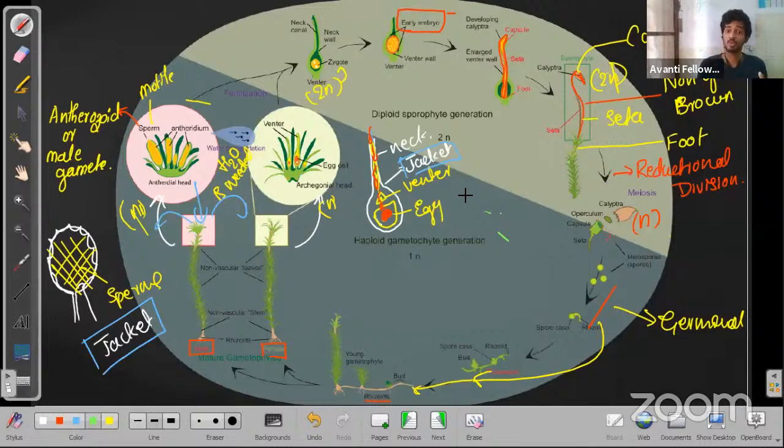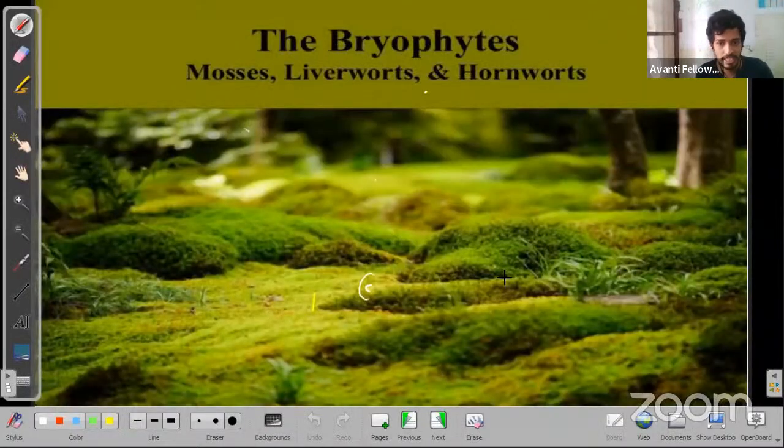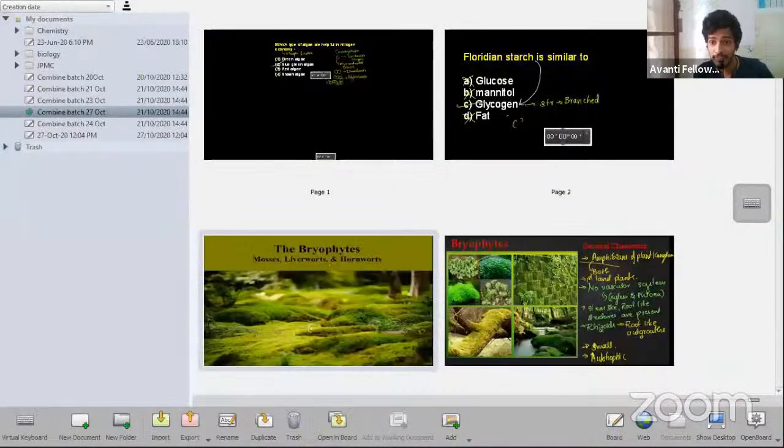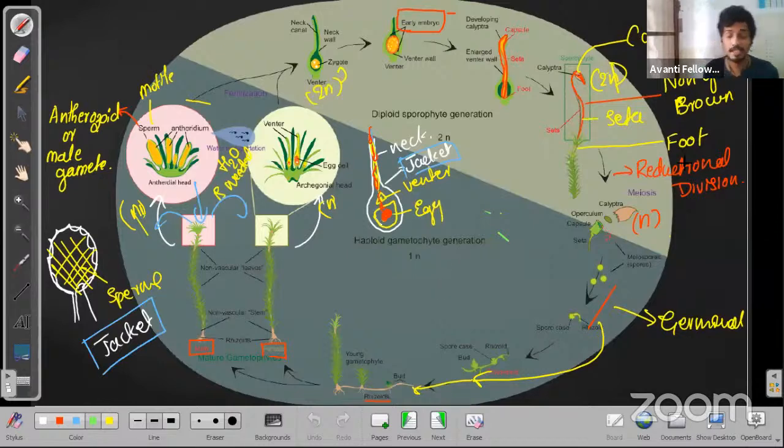And when you watch it in nature, what you are seeing is all the green color, right? I'm going back here, one second for it to load. What we are watching here, all these structures are actually the gametophyte, not the sporophyte. That's why we call the gametophyte stage dominant over the sporophyte stage.